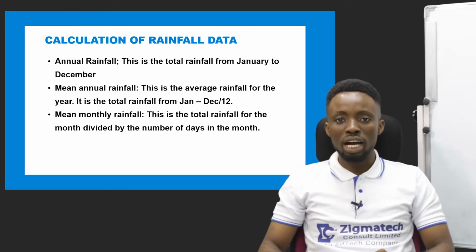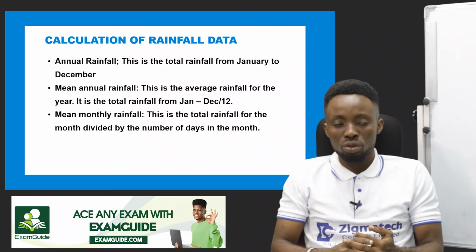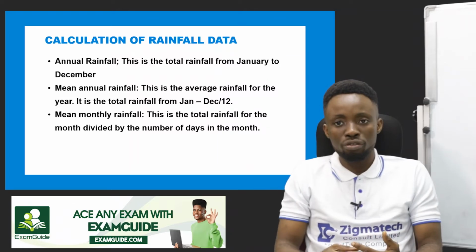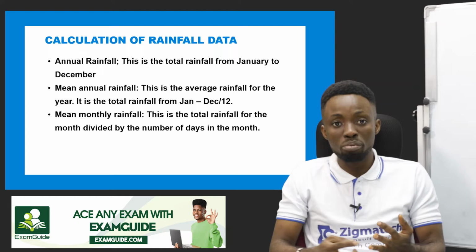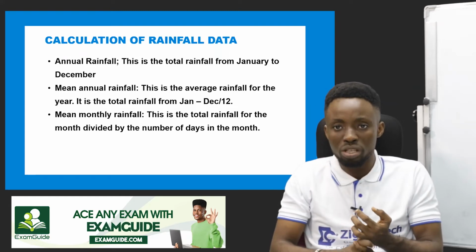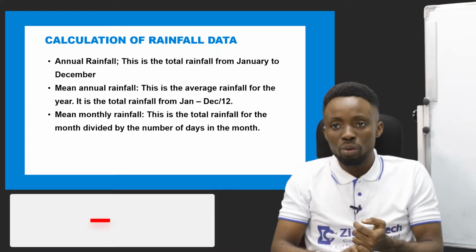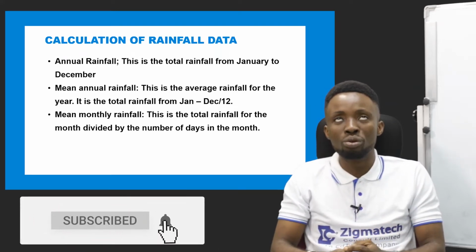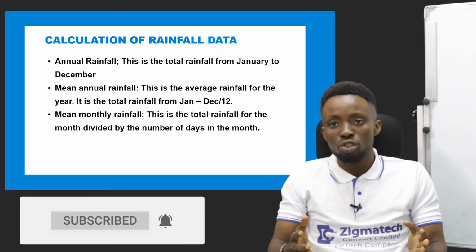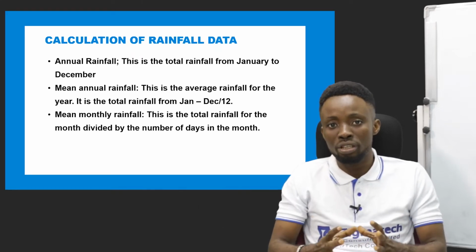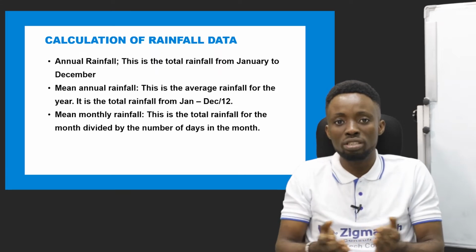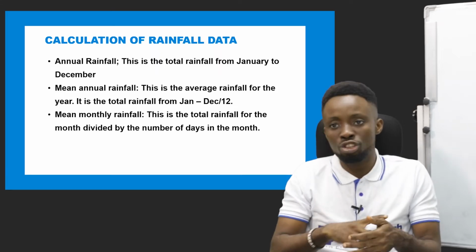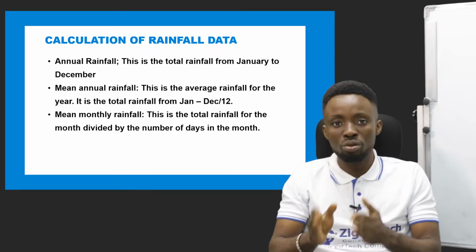So how can we calculate rainfall data? To calculate rainfall data, we must take note of mathematical values like annual rainfall, the mean annual rainfall, and the mean monthly rainfall. When we talk about the annual rainfall, we're talking about the total amount of rainfall from January to December. So you add the rainfall for all the 12 months. But if you are talking about the mean annual rainfall, we calculate the average of rainfall for the 12 months of the year from January to December.